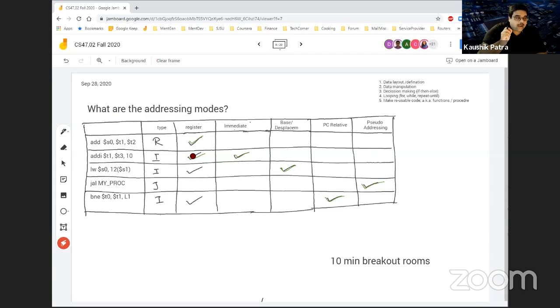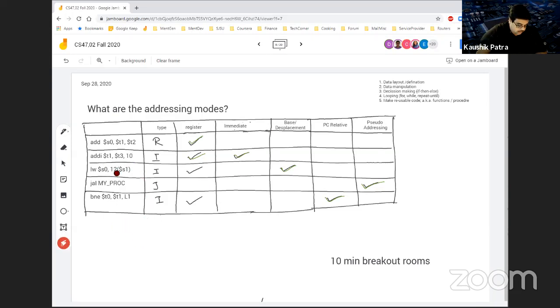In essence, addressing modes are not directly connected to the type of the instruction. Many of the students I have seen try to relate them: R is okay, it's register mode, I is immediate mode. Then in that case, why does this I type become base displacement, right? That's the reason. Basically, each instruction can involve multiple addressing modes, so we need to analyze that very carefully.